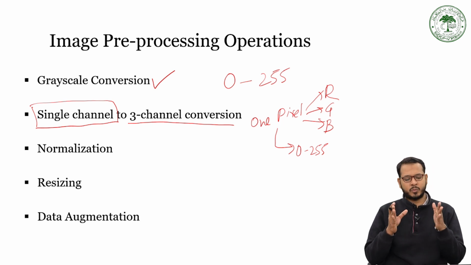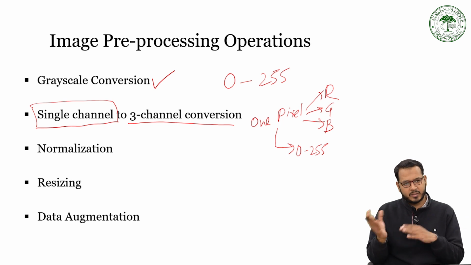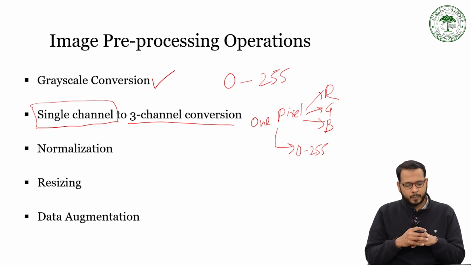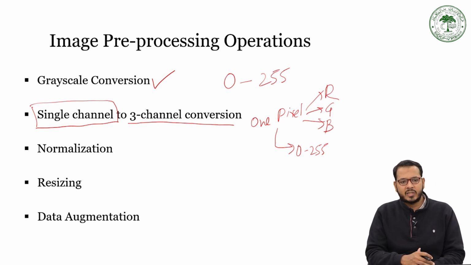So sometimes we do the grayscale conversion, meaning we take the colored image and convert that into a grayscale image, and sometimes we take the grayscale image, meaning a single channel image, and convert that into a 3-channel image. Now, why is this kind of conversion required? Obviously, it will increase the size and it will increase the overall complexity.